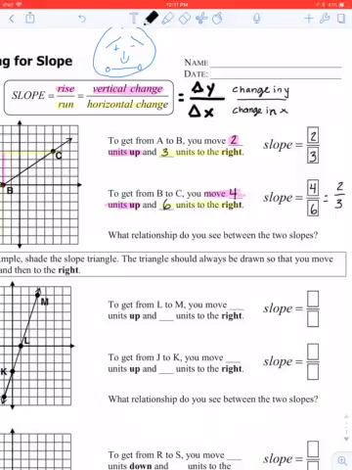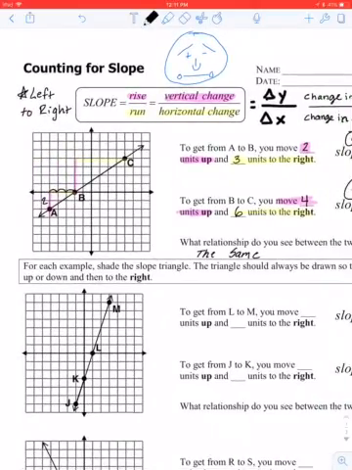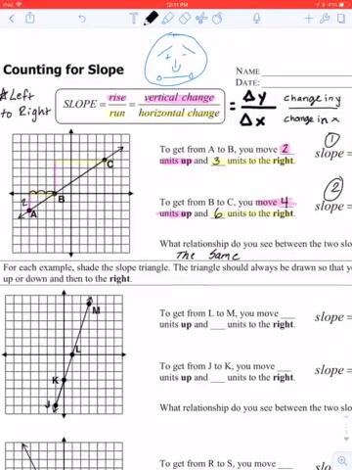So now, what relationship do you see between the two slopes? So we have the first slope here and our second slope, and they ended up being the same. Now, the reason they're the same is because we're using the same line. So just because we're looking at 2 points further away the second time, they're still going up at the same rate, which we know from earlier that slope is the same thing as rate of change. It's how quickly it's moving up.